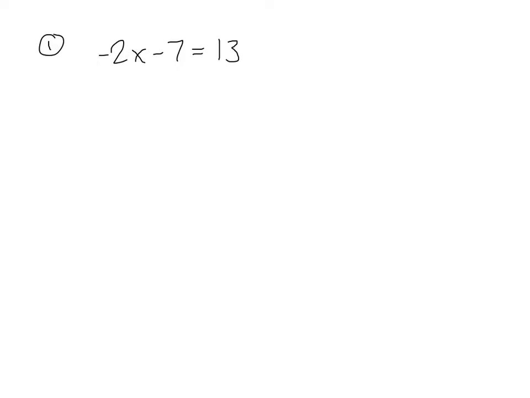Well, remember we need to deal with any addition or subtraction first, and then we'll deal with multiplication or division. So is there any addition or subtraction? Yeah, we have a subtracting 7. So how do we get rid of a minus 7? We add 7, but we have to add 7 to both sides. So now we're left with negative 2x, those have canceled, equals 20.